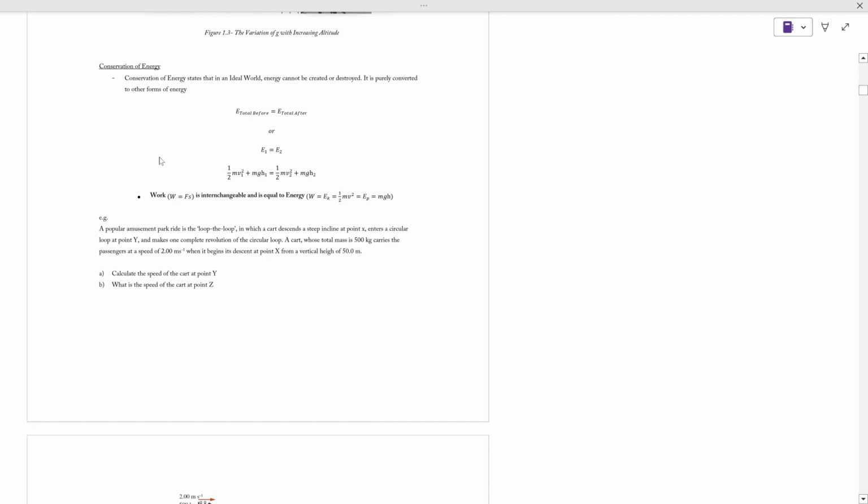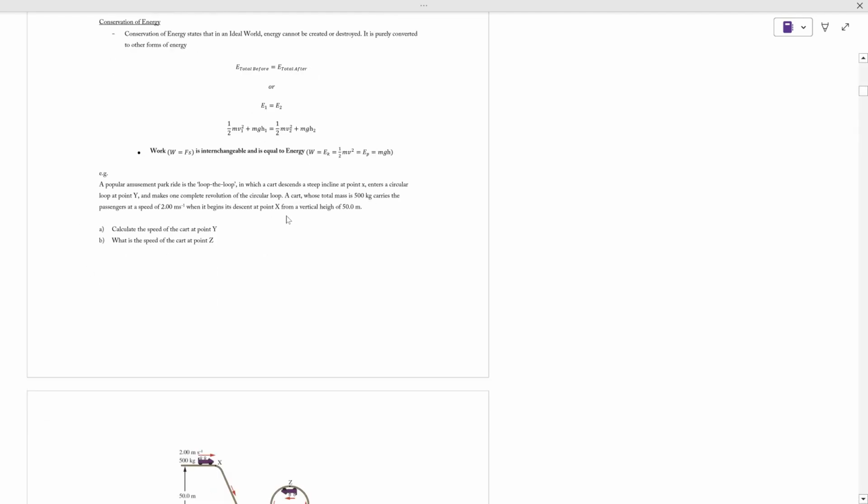One thing to call out as well, the work function. Work is equal to force times displacement, is interchangeable with, and is equal to energy. So what I'm trying to get at is every time you see work, it is always interchangeable with energy in physics. That's because they share the same units, joules. Cool, just one thing to note.